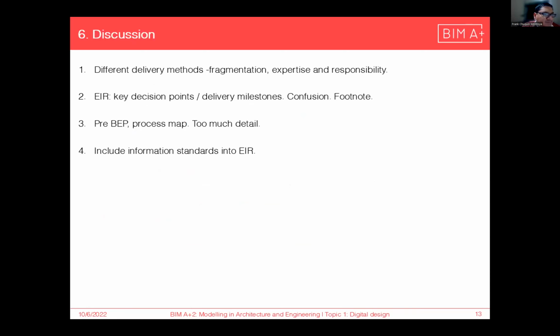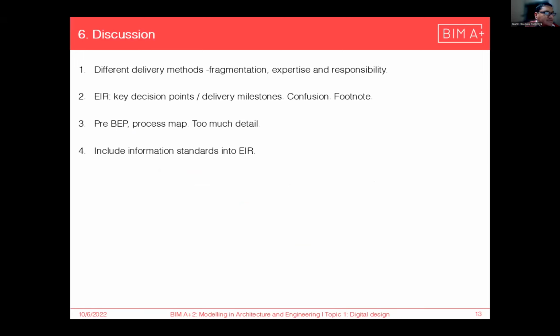In this slide, I present some points as a result of the interviews. The first one is about the importance of taking into consideration the type of delivery method, which impacts the level of fragmentation in the supply chain, and the level of responsibility and expertise needed from the appointed party.